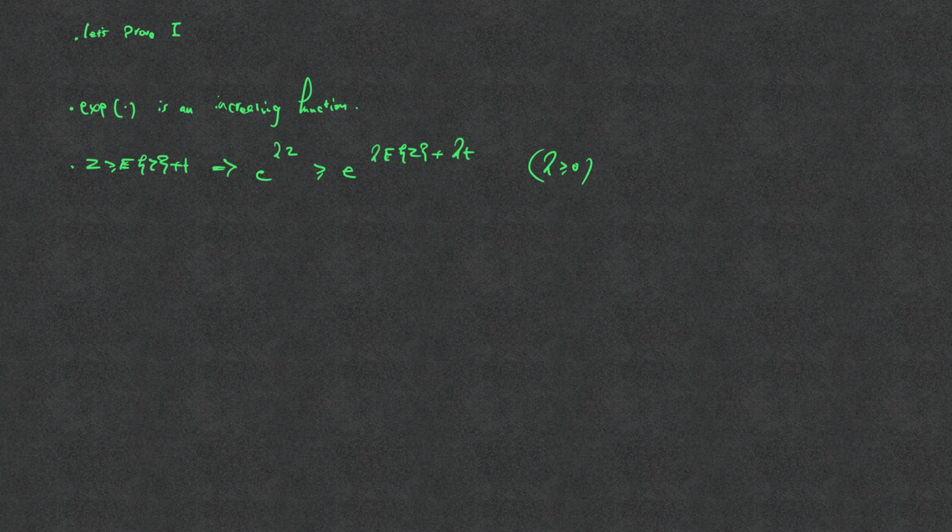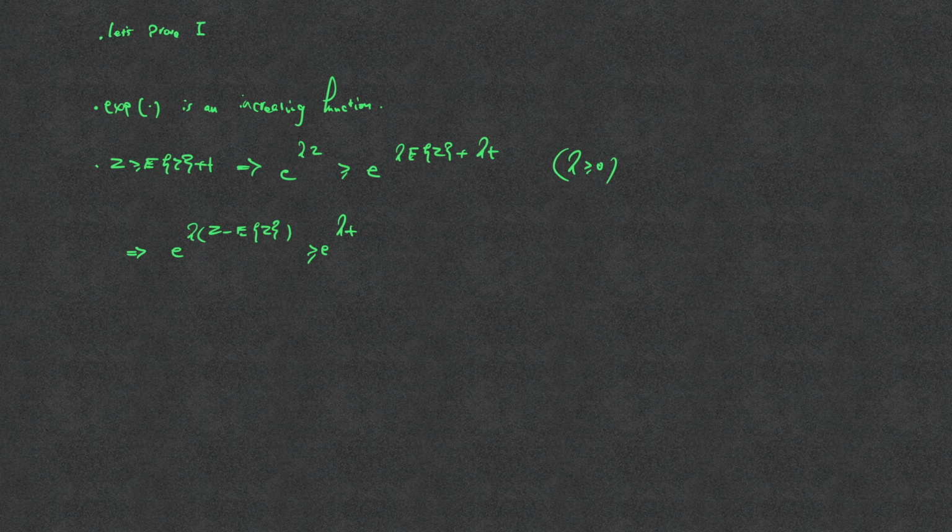Okay, so the first thing to note is that e to the x is an increasing function. Now, let's pick the event of Z being larger than or equal to EZ plus t. In this event, e to the power of lambda Z is larger than or equal to e to the power of lambda EZ plus lambda t. Note that lambda was also positive, but it doesn't matter. So you have this term. Dividing it by e to the power of lambda EZ, note that it's a positive number, results in this inequality over here.